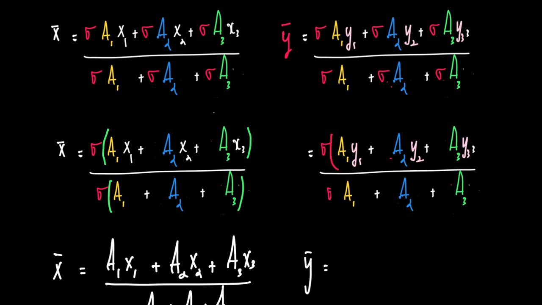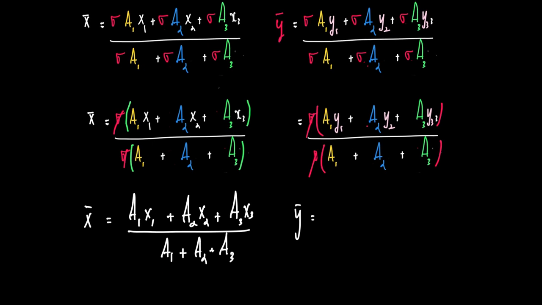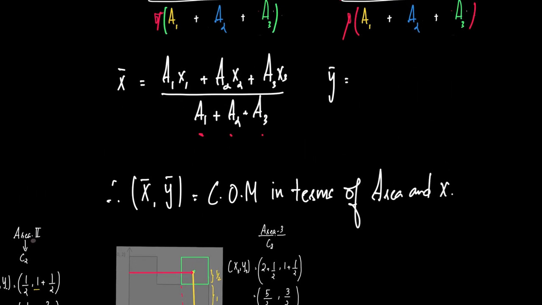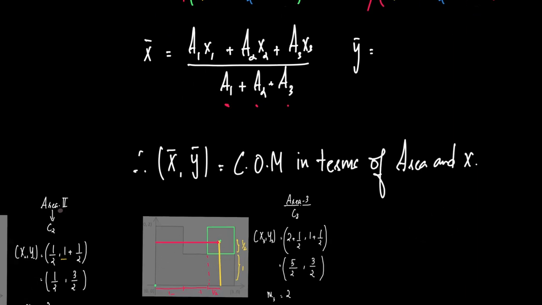Okay, now what is sigma by sigma? It is 1. Therefore, x bar is equal to a1 x1 plus a2 x2 plus a3 x3 by a1 plus a2 plus a3. And similarly, you can write down the rule for y bar. Now, since we have calculated x bar in terms of a1 and x1, let us now try to find out the answer for this numerical here.